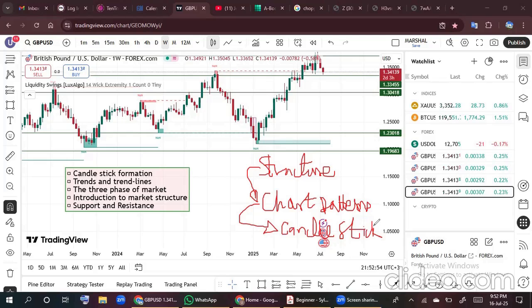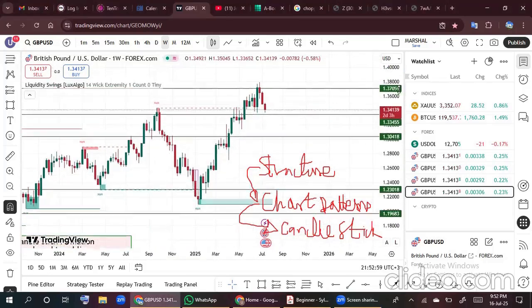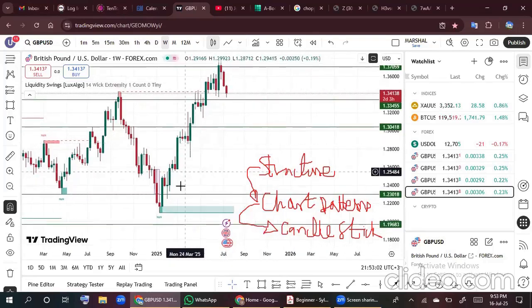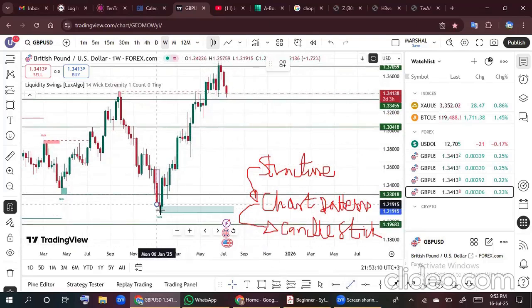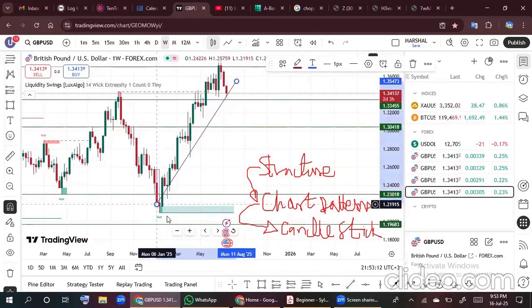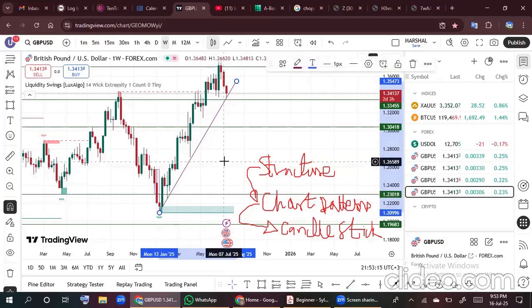So we discussed structure already. Structure tells you about the general movement of the market. So for example, if you take from this point to this point here, it is a structure on its own. So within the structure, we have chart patterns.